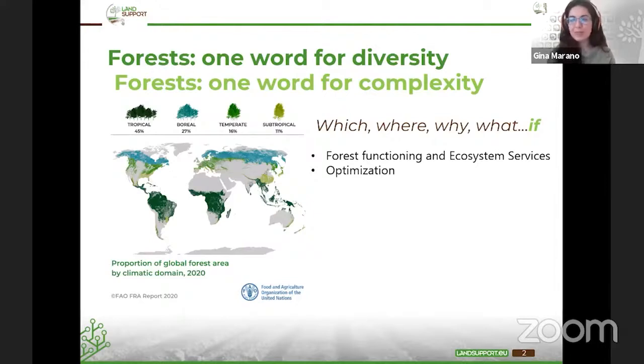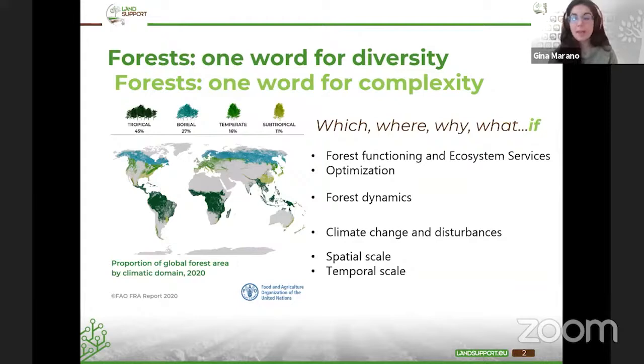Of course, we are more interested in concepts like optimization, but we need to be aware that forests have their own dynamics, and that, of course, climate change and the associated disturbances kick in, and they can be quite a challenge and a problem. And whatever we want to do in terms of optimization or prioritization of ecosystem services, we need to address a specific spatial scale and temporal scale as well.